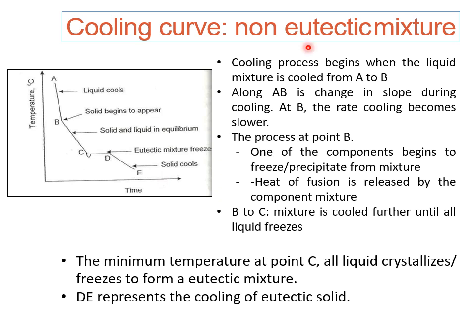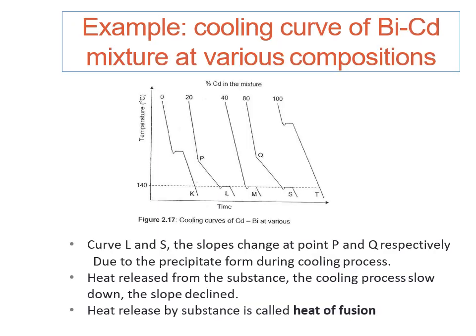Okay, so this one has to be memorized. Normally this question comes in as well. This is an example of a cooling curve for a non-eutectic mixture like bismuth and cadmium.